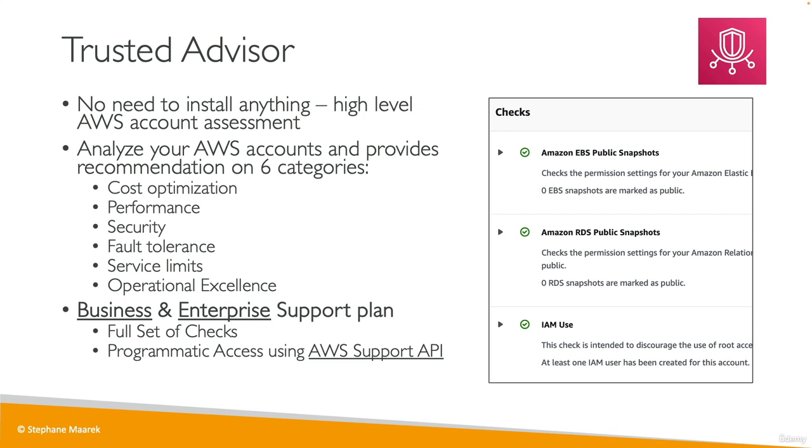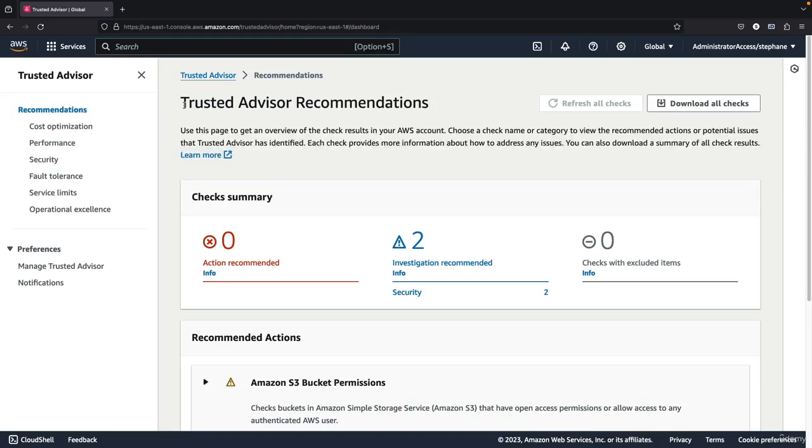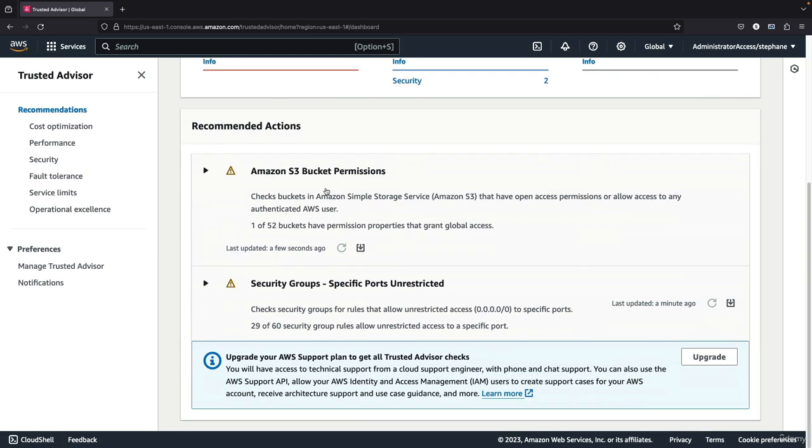So I think it's best for you to see what Trusted Advisor is made of to really understand it. Here I am in Trusted Advisor, and as you can see, you have recommendations. 0 actions are recommended, but 2 investigations are recommended for me, and then there are some checks on excluded items. But as we can see, we have 2 on security that must be looked at. It turns out that one of my buckets is actually allowing global access. So I need to verify it and make sure it's correct.